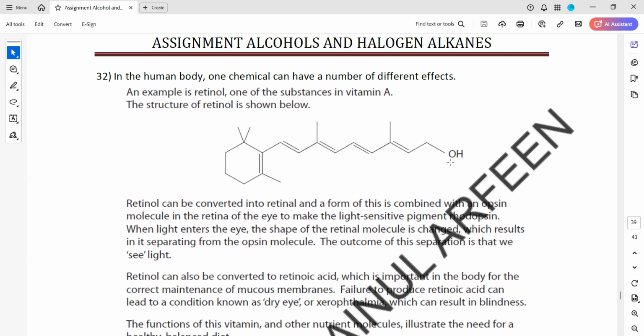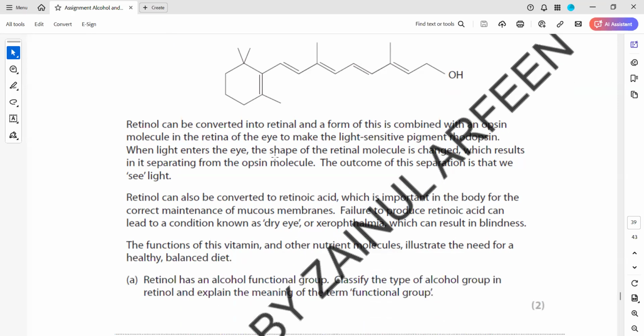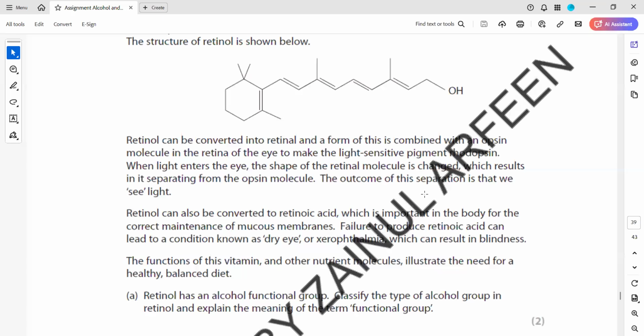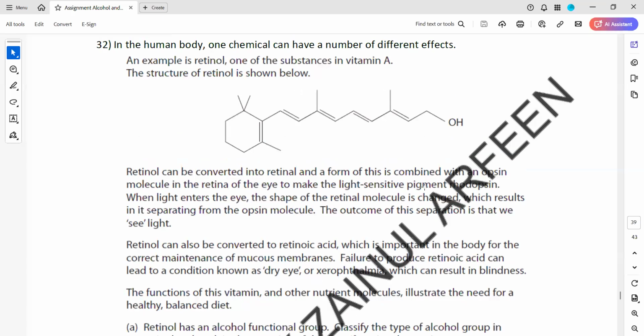An example is retinol, one of the substances in vitamin A. The structure is shown here, and it can be converted into retinal. Look, retinol can be converted into retinal. So this gives an idea: it's an alcohol which can be converted into an aldehyde.